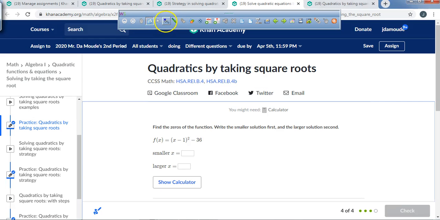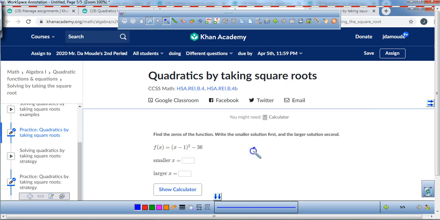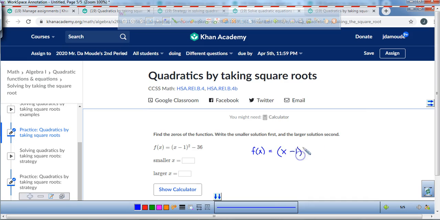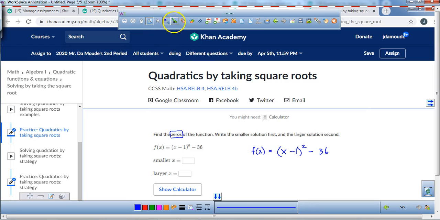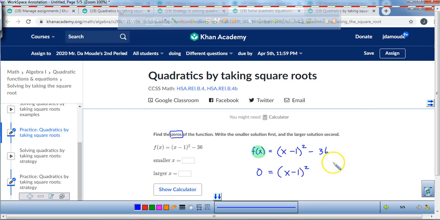So the very first thing I'm going to do is write down the problem. It says f of x equals x minus 1 in parentheses squared minus 36. Now when it says find the zeros of the function, what you're trying to do is make f of x, or your y value, equal to 0. So put 0 equals parentheses x minus 1 close parentheses squared minus 36.